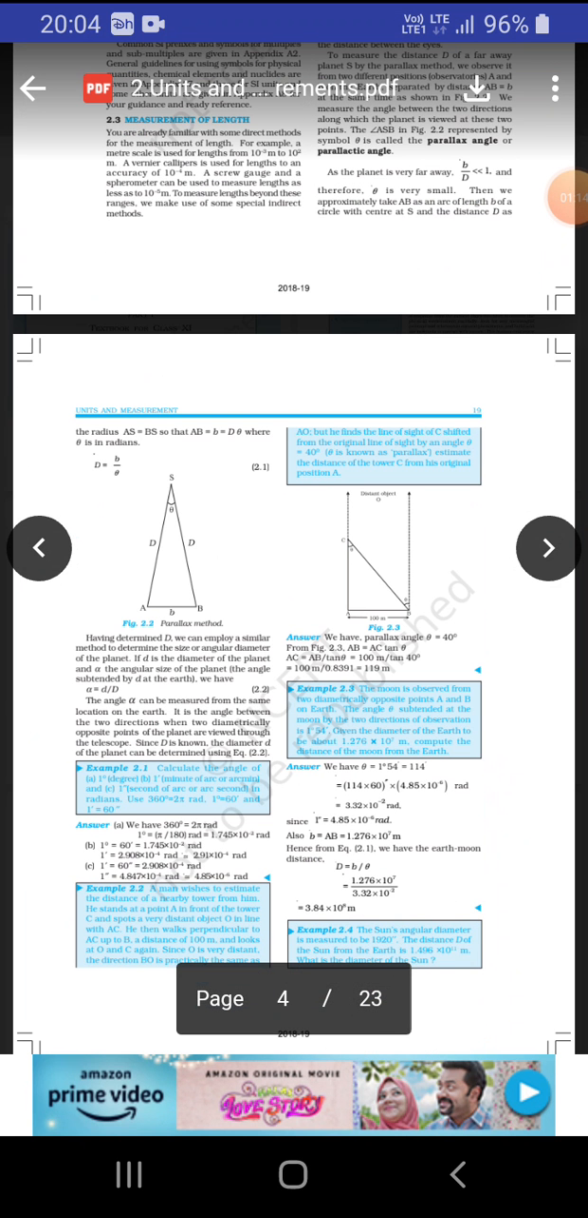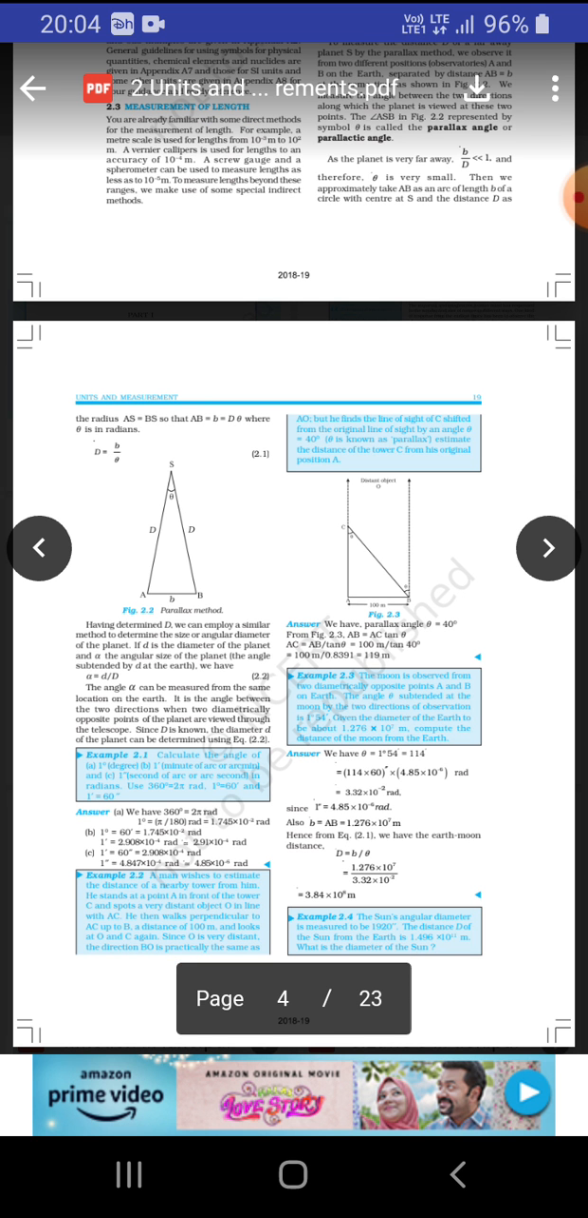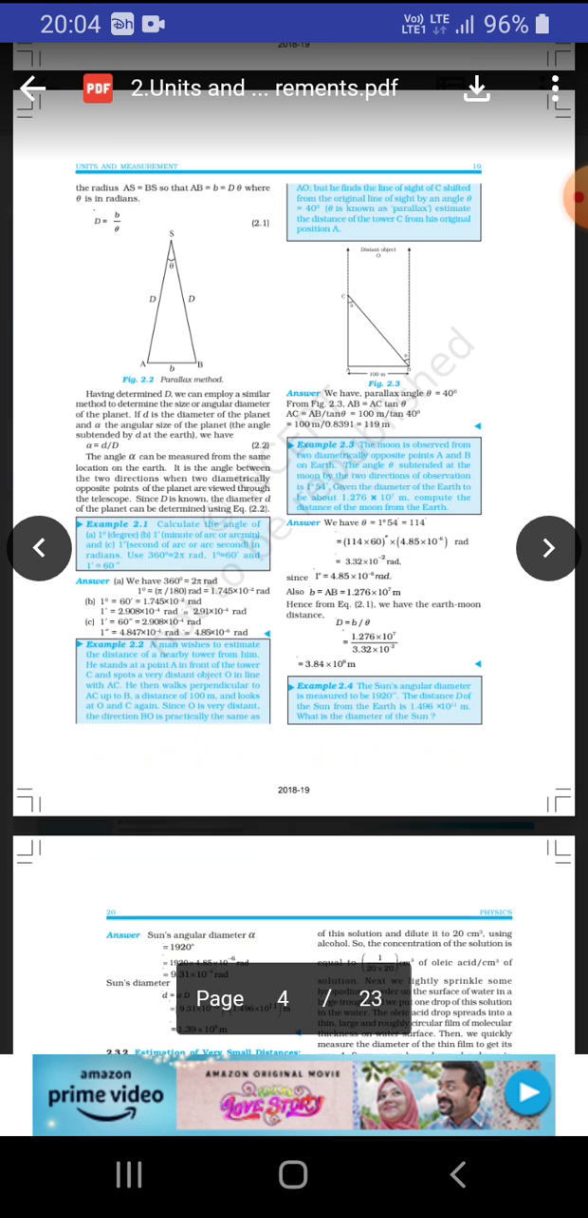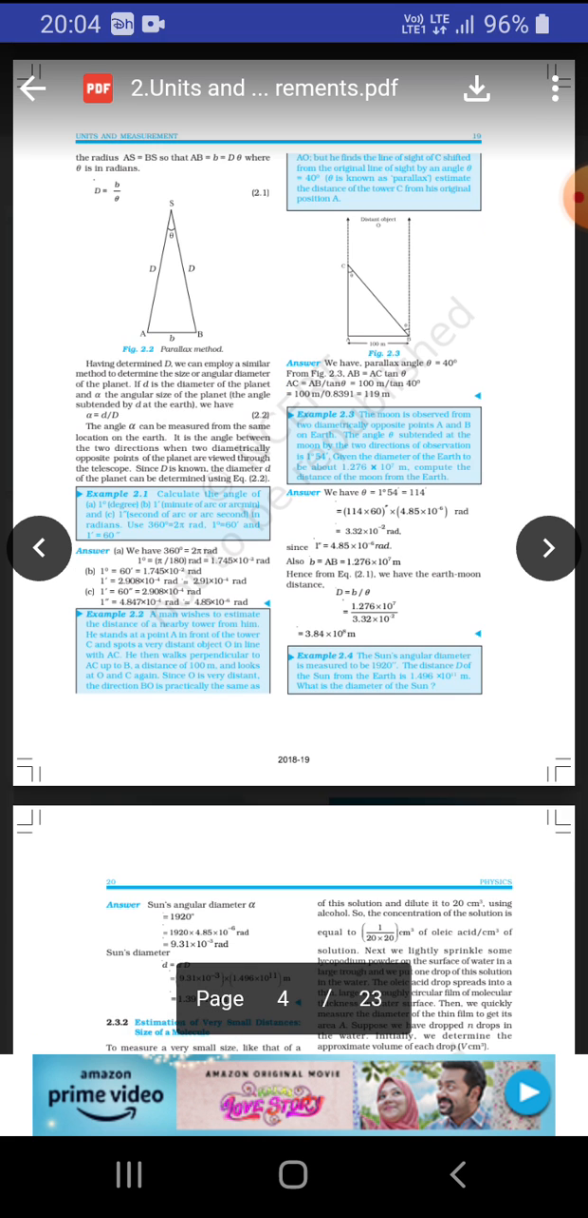So let's come to the next one. They have given here: calculate the angle of 1 degree, 1 minute and 1 second in radians. 360 degrees is equal to 2 pi radians, 1 degree is equal to 60 minutes, and 1 minute is equal to 60 seconds. They have solved these questions, and you should also try and practice them at home. I will explain this.